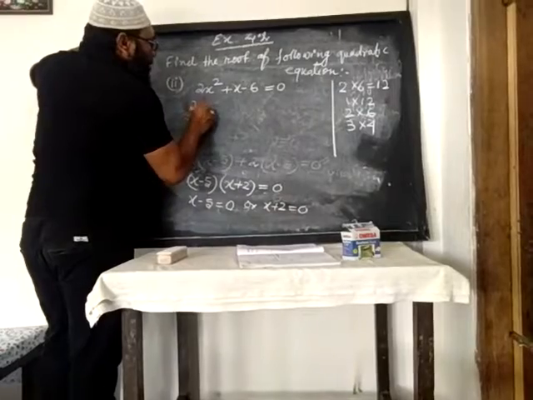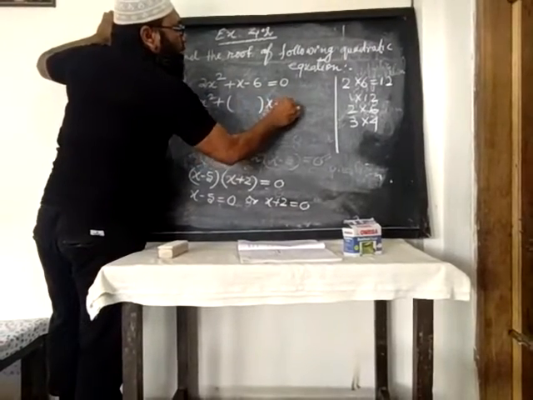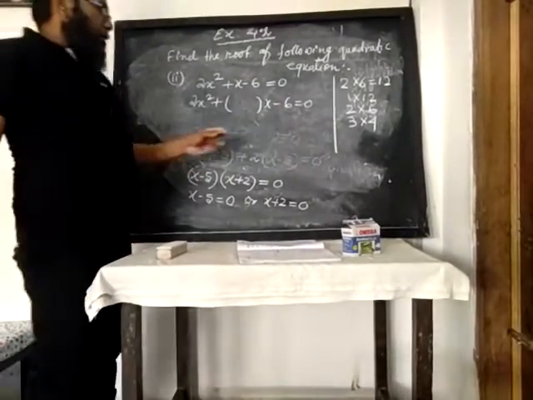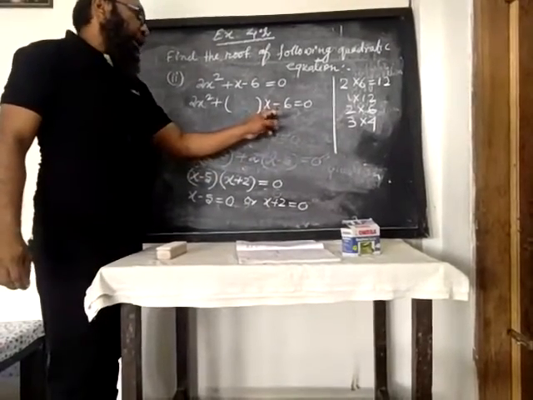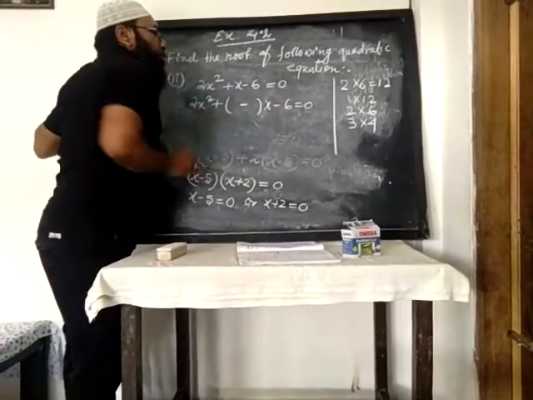2x squared plus or minus 6 equals 0. Now, the sign against the constant term is minus, so we put a minus sign.